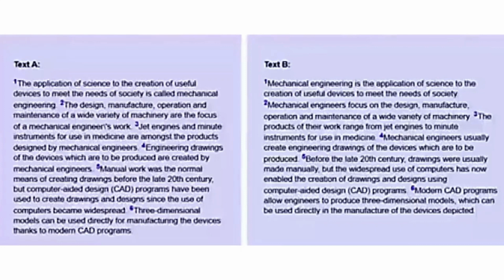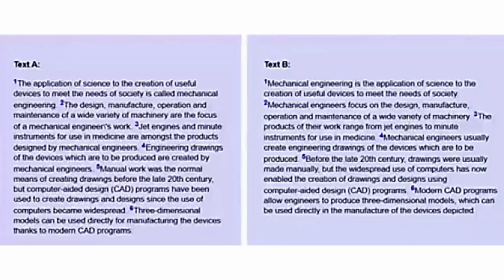Yes, correct. The information given in both the texts is actually similar, but the information given in text B is linked. The second sentence has some link to the first sentence. Continuity. Continuity is the right word. The first sentence talks about mechanical engineering, and the second sentence starts with the words mechanical engineers. So someone who's reading it will know that the second sentence is linked to the first sentence.